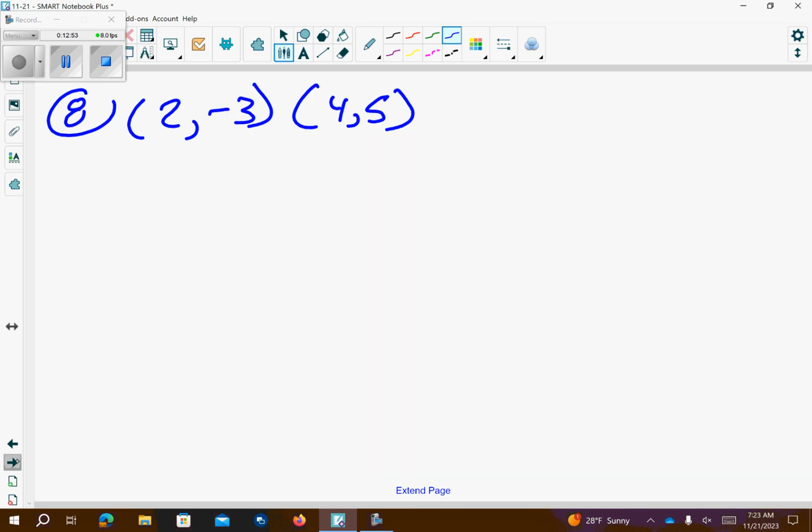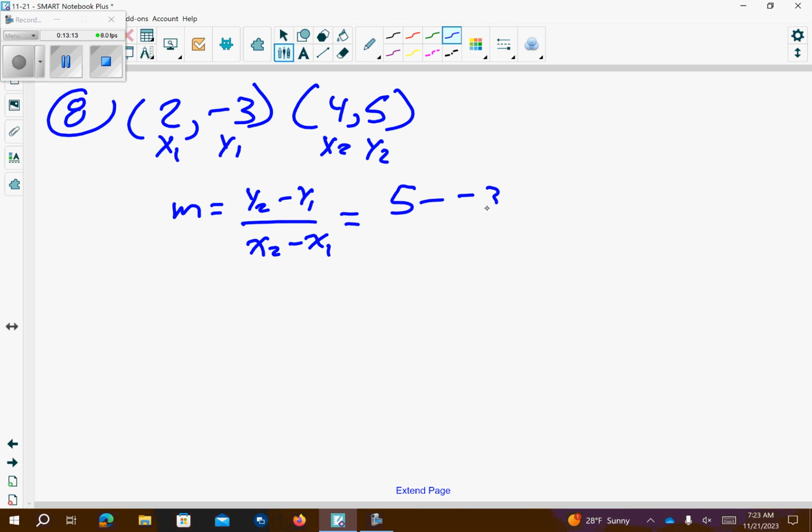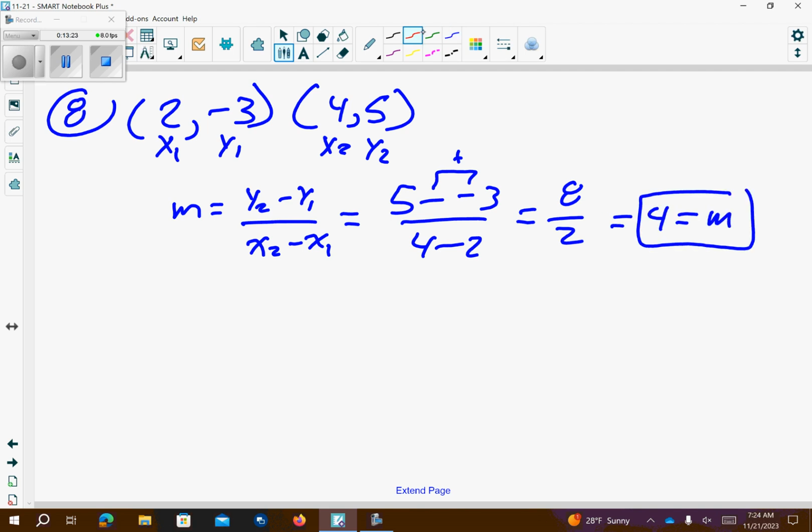Number 8, neither one of these is my y-intercept because I don't have a 0 in the x. So I have x1, y1, x2, y2. Let's figure out our slope first. Our slope is y2 minus y1 over x2 minus x1. So I'm going to get 5 minus negative 3 over 4 minus 2. That's going to give me a positive. So that's 8 over 2. Reduce it, it's 4. So go ahead and keep your slope just as a number. Don't worry about putting it over.